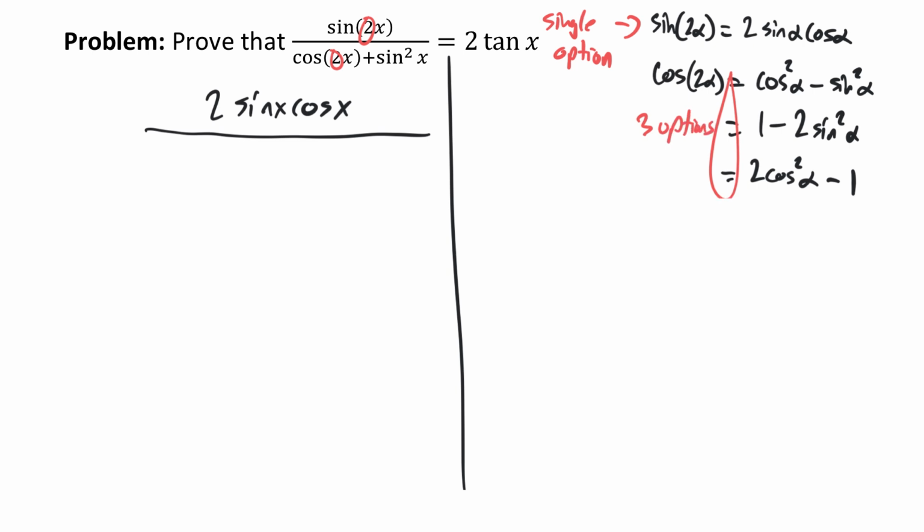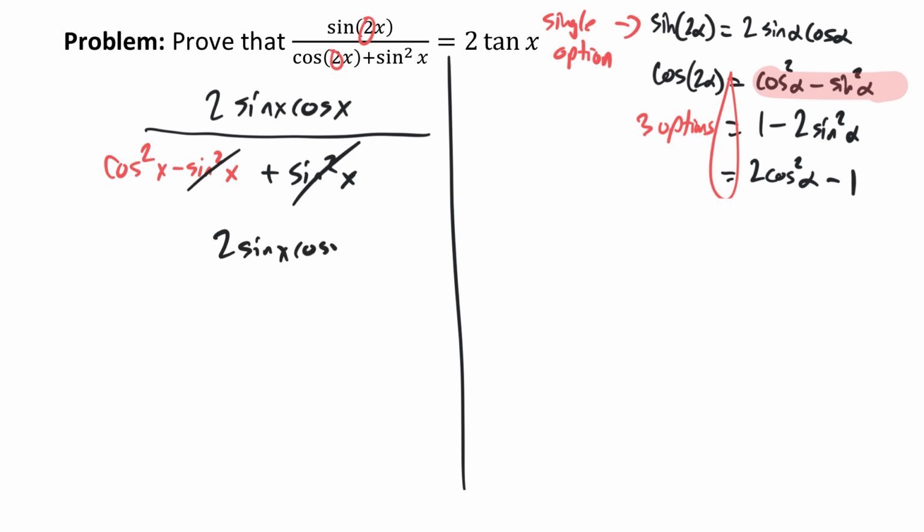And so like most identity questions, how do you know which option to choose? You don't. You just gotta try one, and if it doesn't work, you try another one. So in the spirit of trying something, let's go ahead and just try that first one. Might as well. So that's going to give us, instead of cos 2x, we're going to get cos squared x minus sine squared x plus sine squared x. Well, these two cancel, so that's kind of nice. Gives us 2 sine x cos x divided by cos squared x.